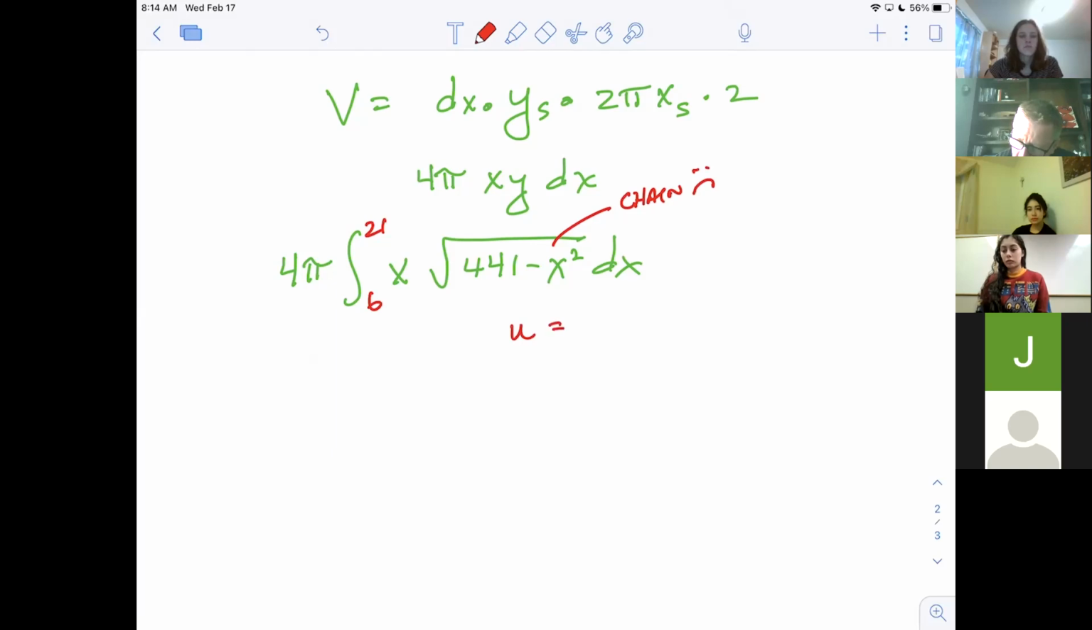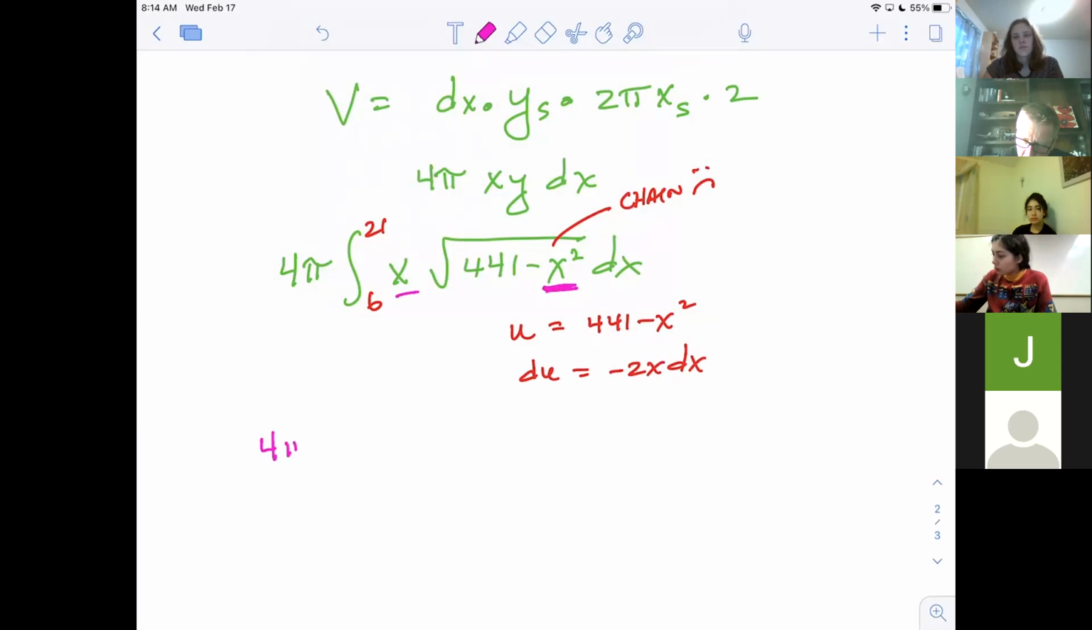If you let u be 441 minus x squared, which implies then that du is negative 2x dx. So there's my conversions to the new world. All of a sudden, something beautiful happens. Remember what we said in class, back in the day, that when the derivative of what is here is sitting out here, that's actually really good. So watch what happens to this problem.